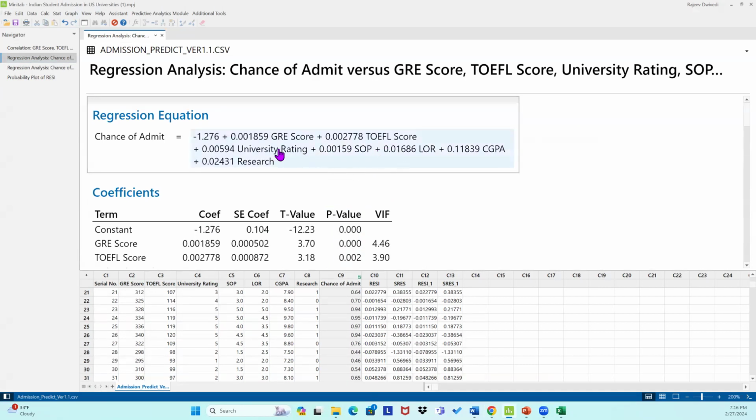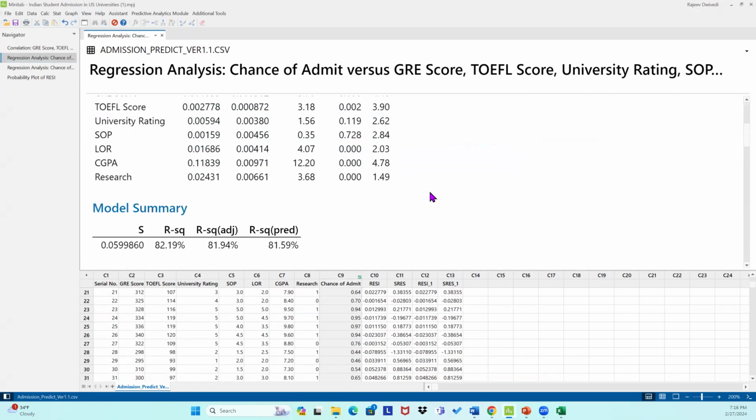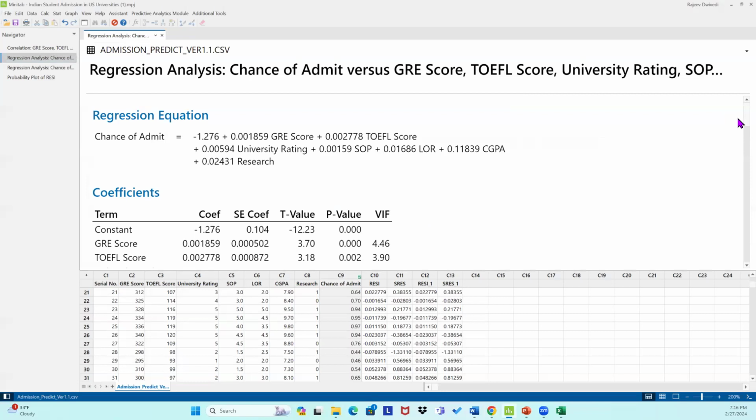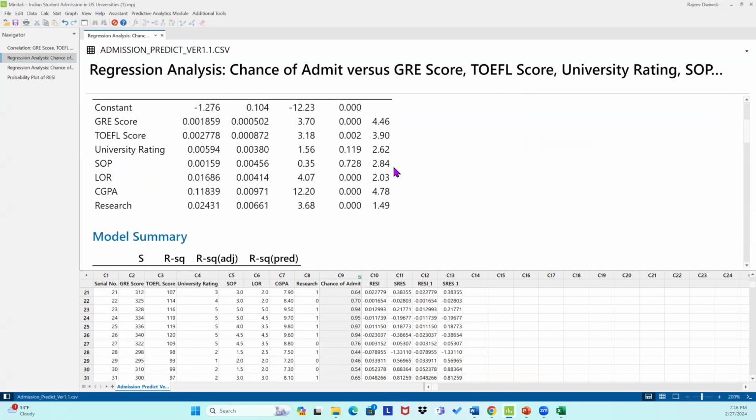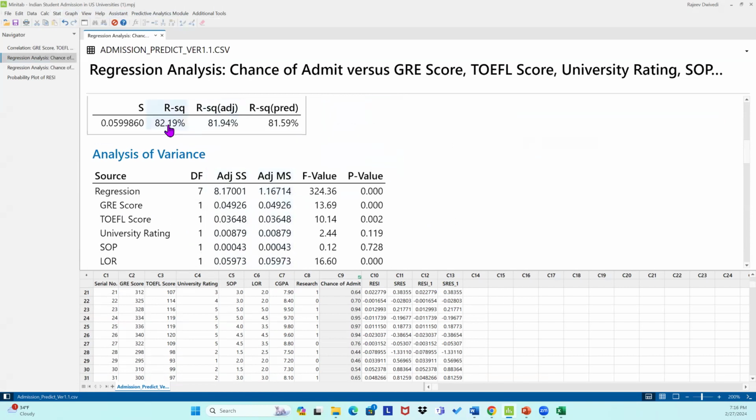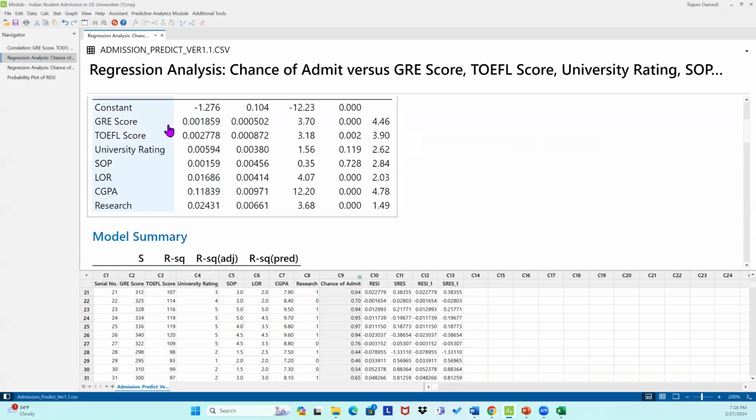Which one is university rating, and what is the second thing? Let me see. By P-value, university rating and statement of purpose, these two are irrelevant. So let's see how it works. The R square is 82% when we include both of them.